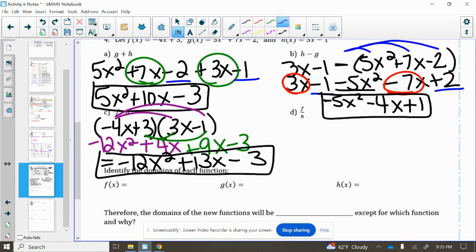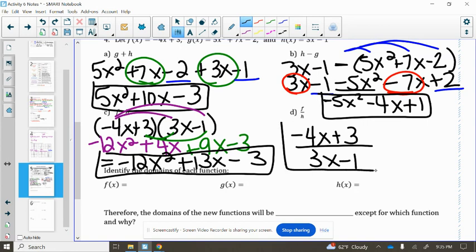Last but not least, with the division, f of x is negative 4x plus 3. h of x is 3x minus 1. And this is just basically as good as that quotient is going to get. Nothing else to simplify there.